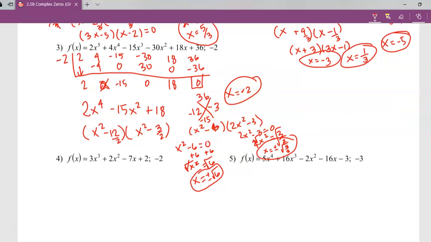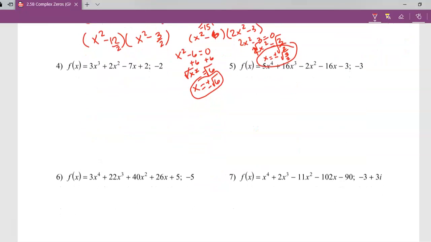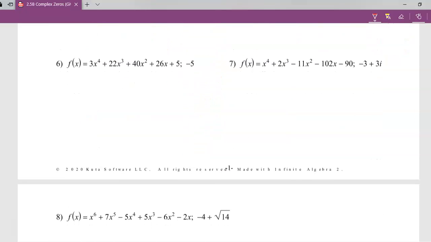All right, we'll just do one more example. Let's do number 6. So I have my -5 out here. I'm going to go ahead and do synthetic division again. 3, 22, 40, 26, and 5. This should be a 0.